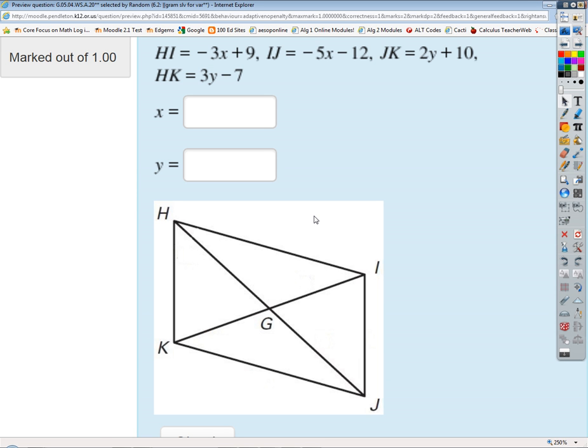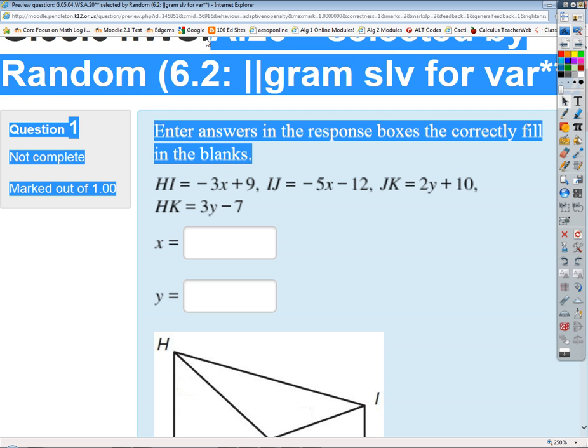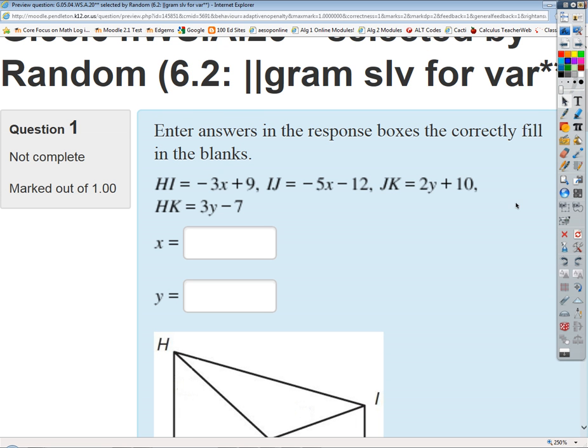Okay, look this time. This is a little trickier, isn't it? This time it looks like it's going to be easy. We've got HI and IJ and JK and HK. But now when I set these opposite sides, which are congruent, to have lengths equal to each other, what happens? Oh, I've got two variables. Yikes. So I get the equations.